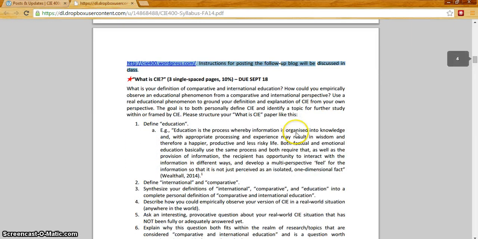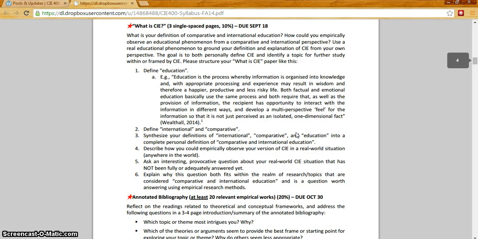Next. What is CIE? That will be your first written assignment. It should be 3 single-spaced pages. It's worth 10% of your grade, and it's due on September 18th.